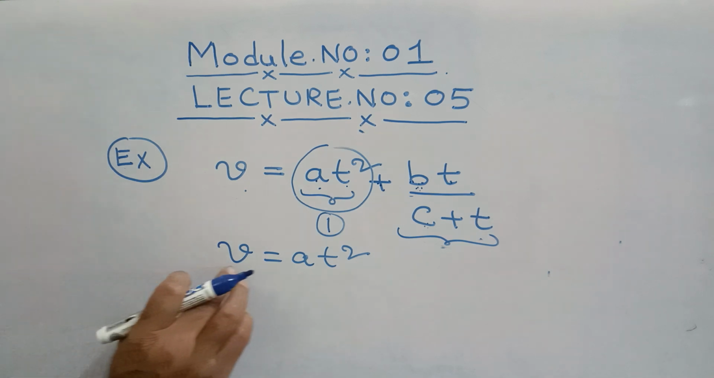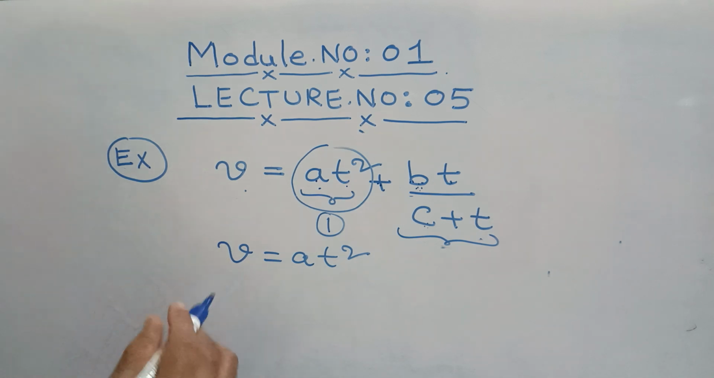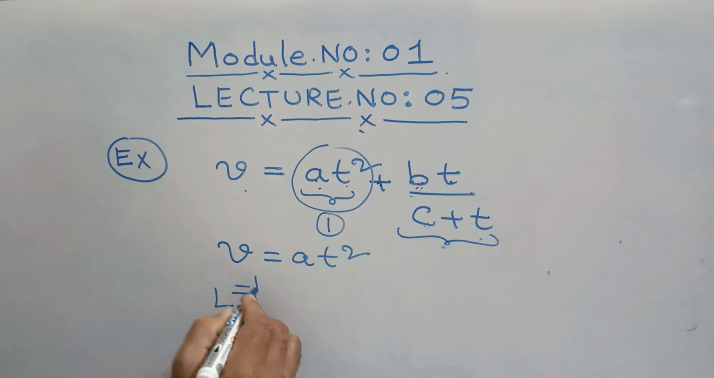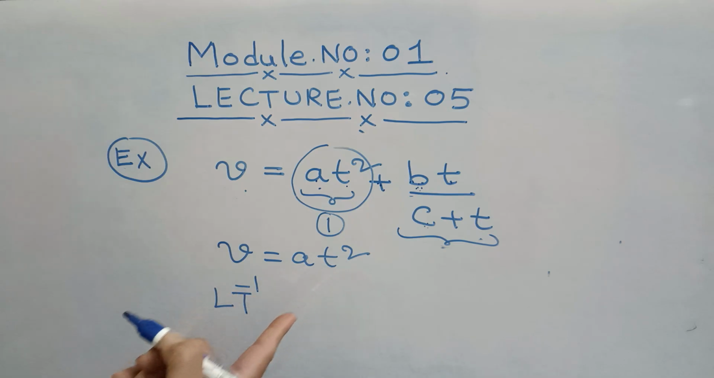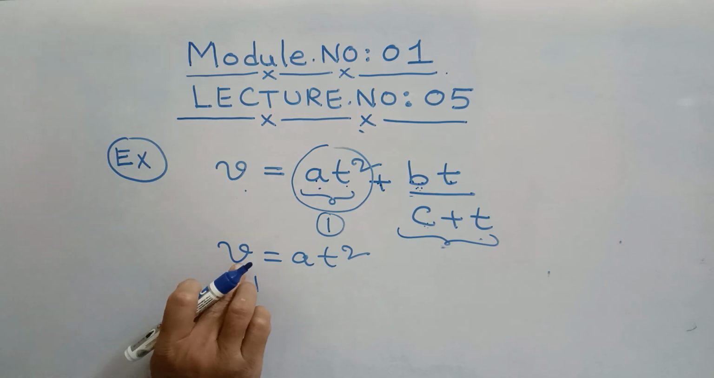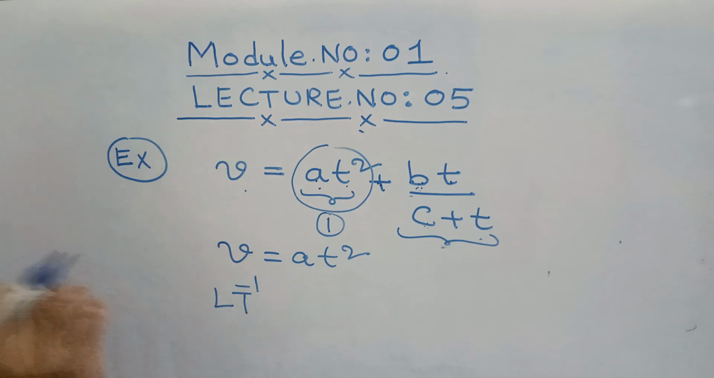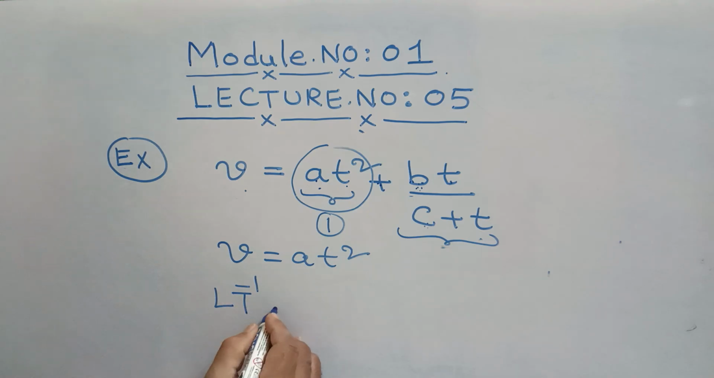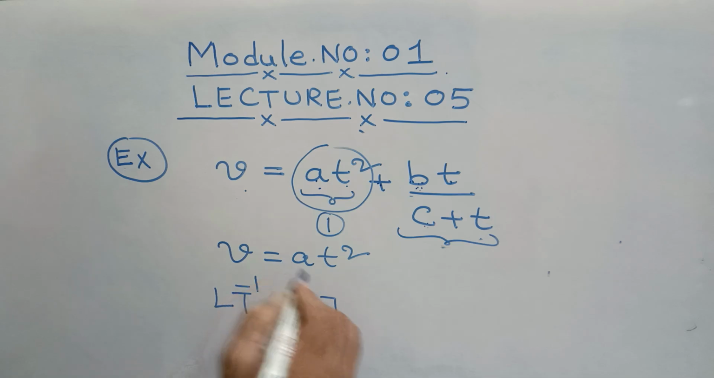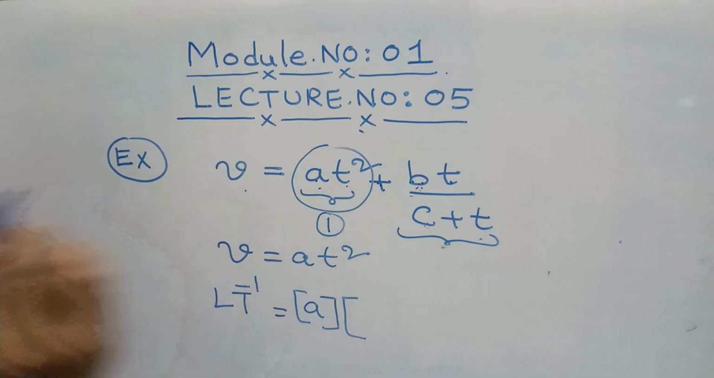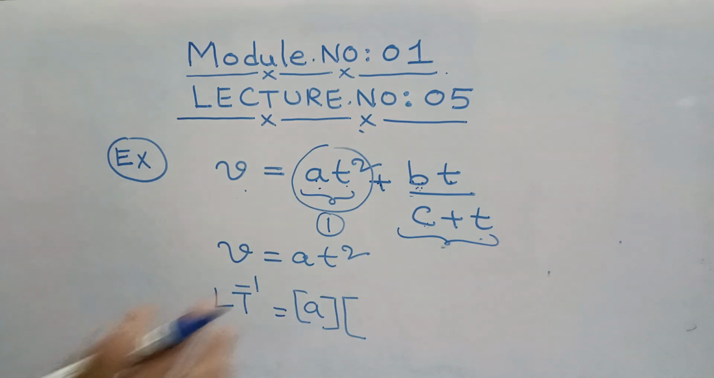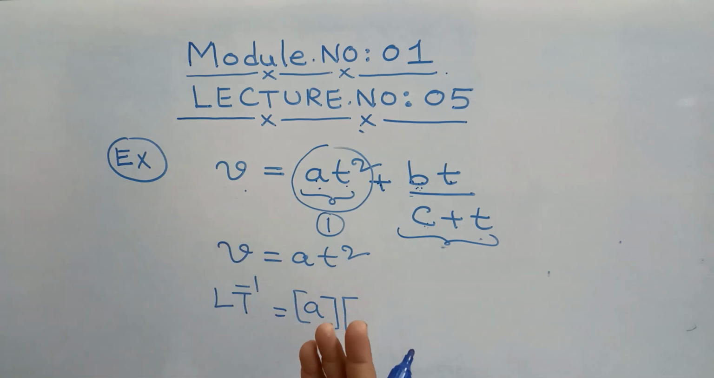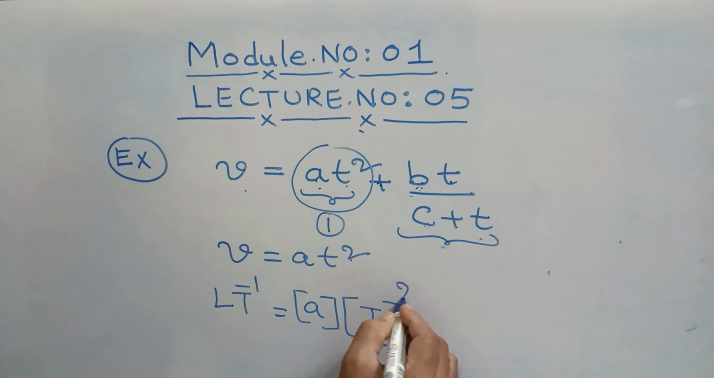Is it not? What is A actually? What is the dimension formula for V? It is L into T power minus 1. Just now we have seen. Is it not? So what is the dimensional formula for V? L into T power minus 1. And what is A actually? A is the constant. Then what is T? T is the time. What is the dimension for time? Capital T. Therefore, how much? It is square. Therefore, T square.